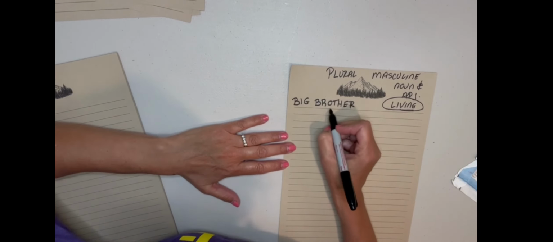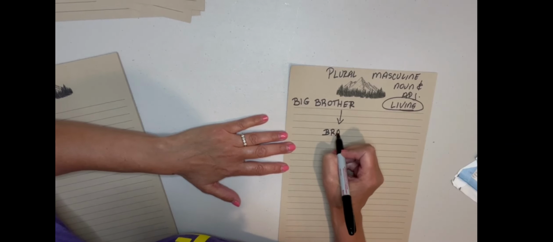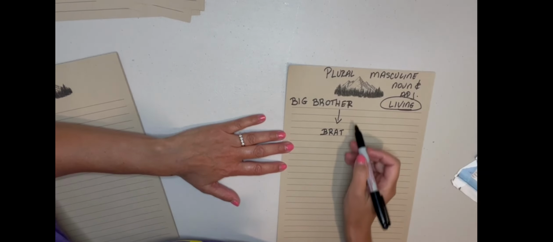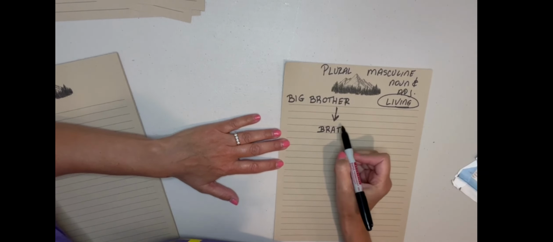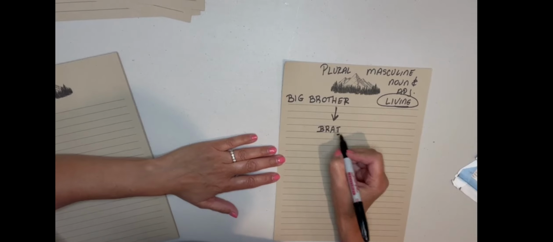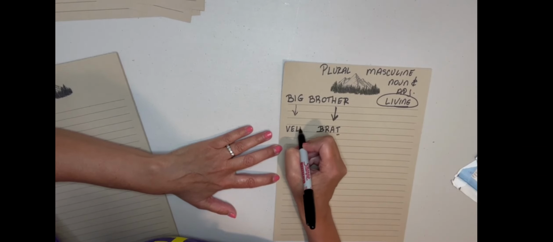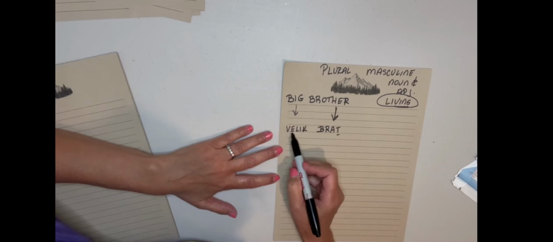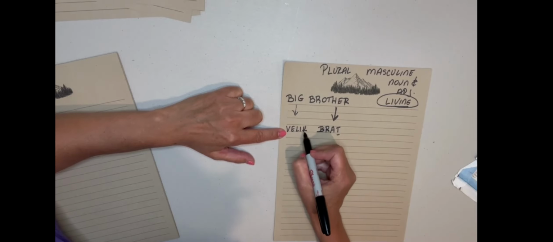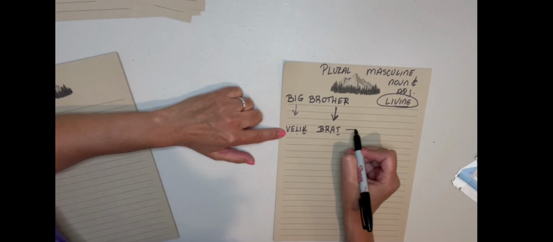So we learned a little bit earlier that the word for brother is brat. I know that brat is masculine because it ends in a T, which is a consonant. And I know that the word for big is velik. I know that my adjective, big or velik, needs to also be masculine, so it's ending in a consonant. Okay? So my big brother, velik brat, this is singular.